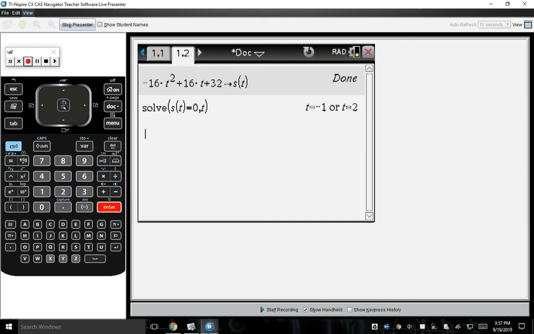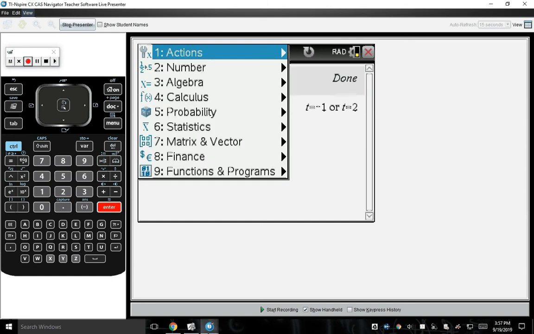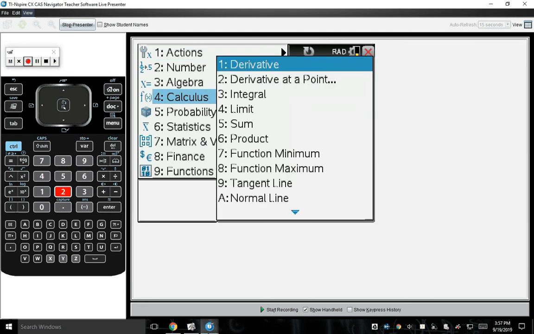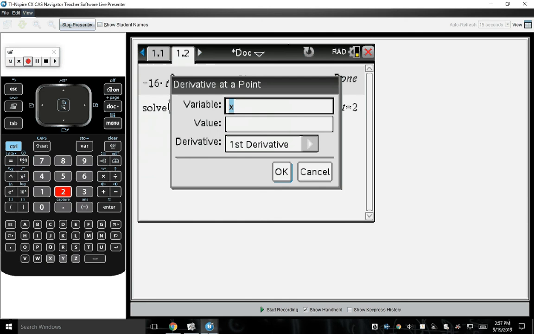Alright, so here we go. We're going to find the derivative at 1. Menu, calculus. You're going to press this a lot. Menu 4, 2, derivative at a point. Guys, what's my variable? T. What's my time? 1, right?